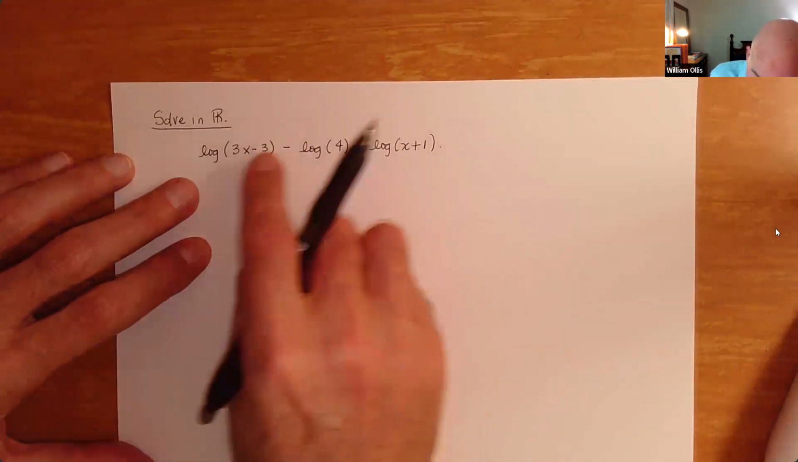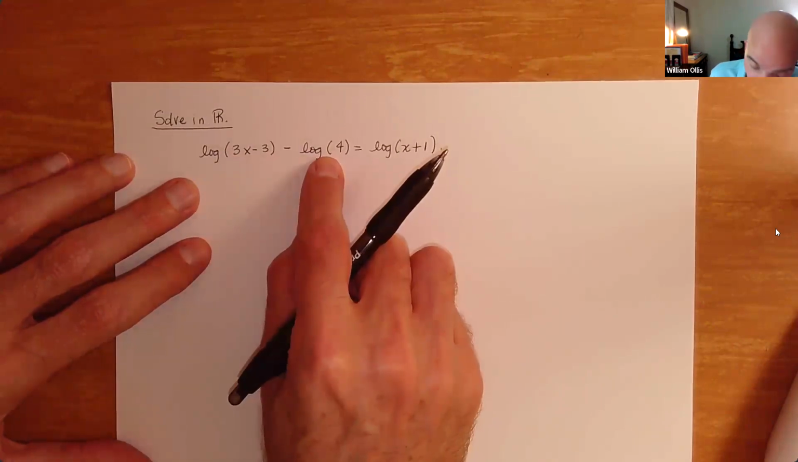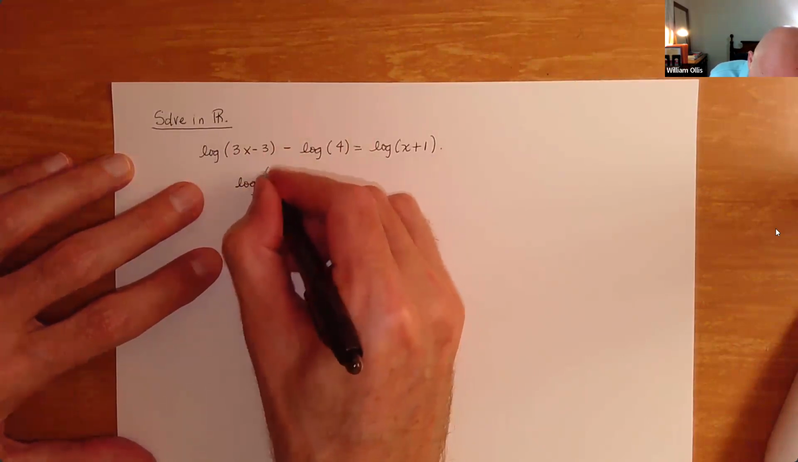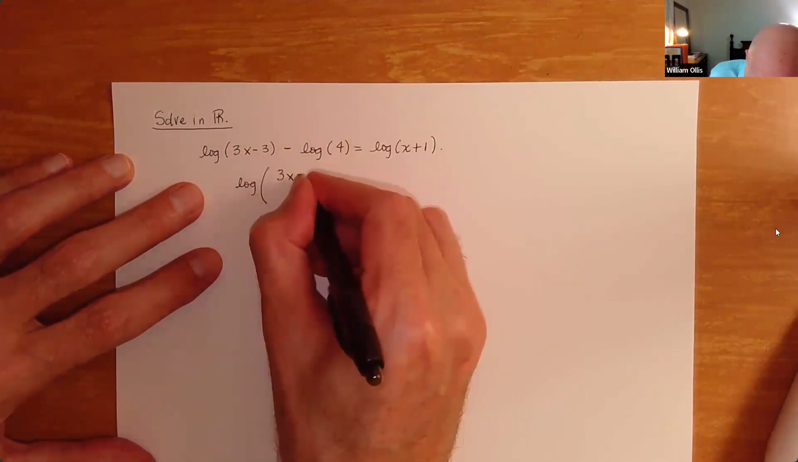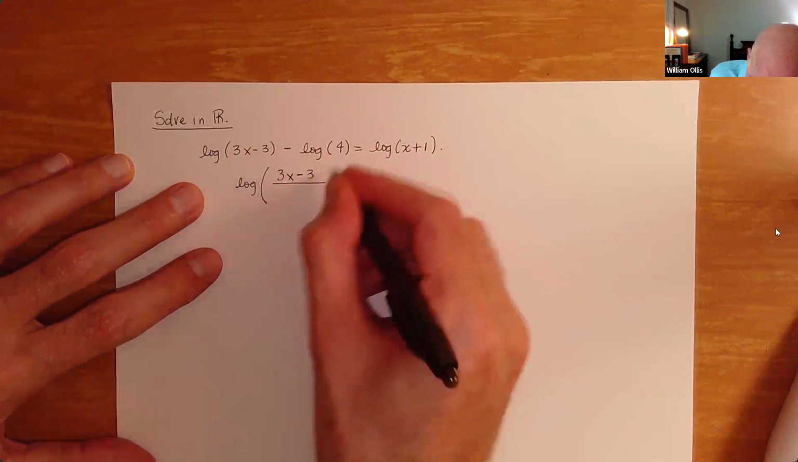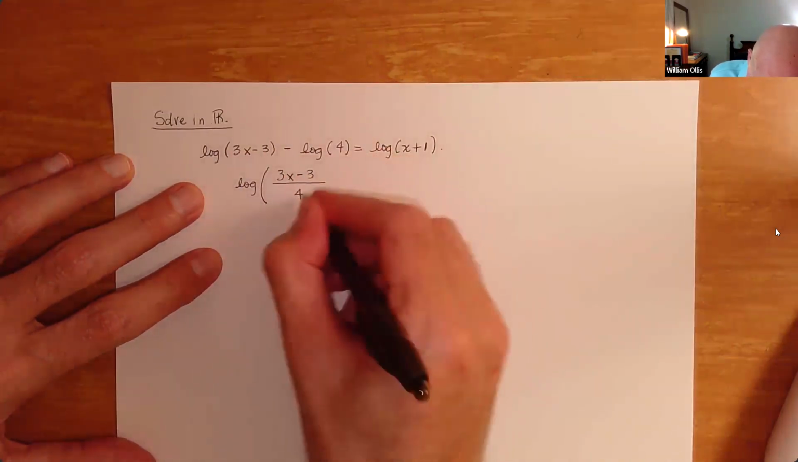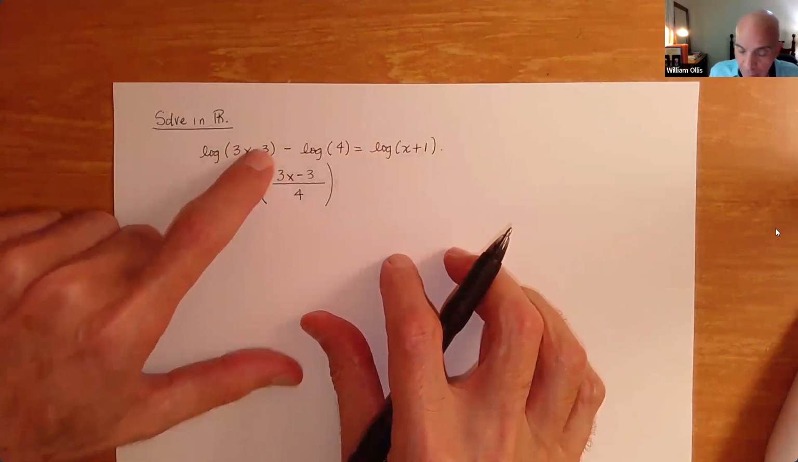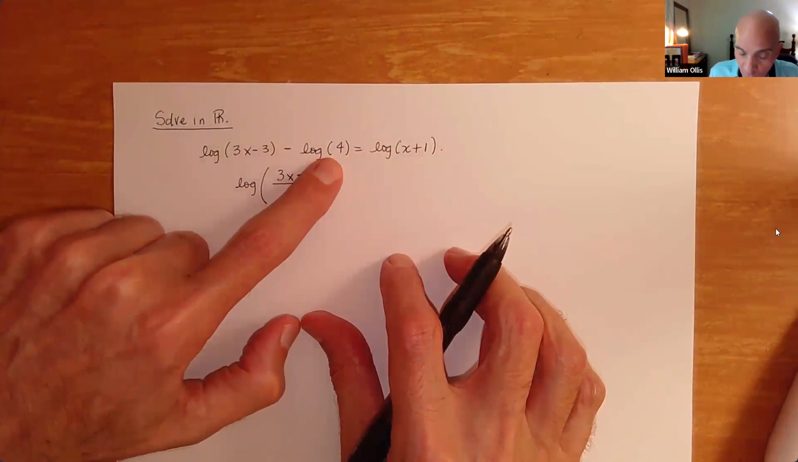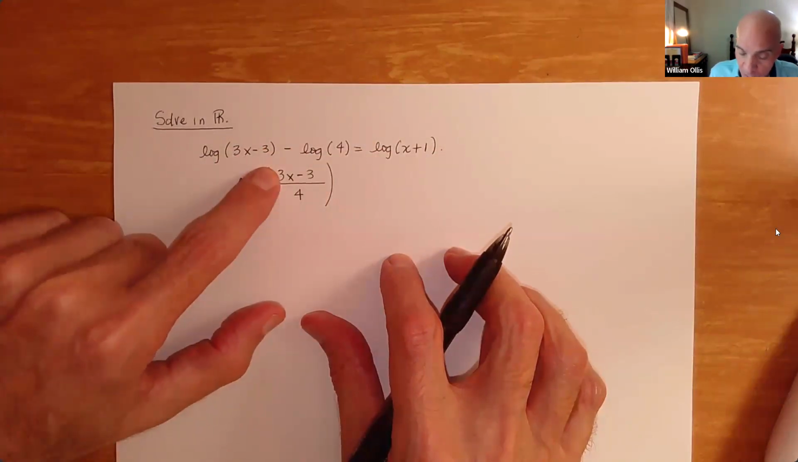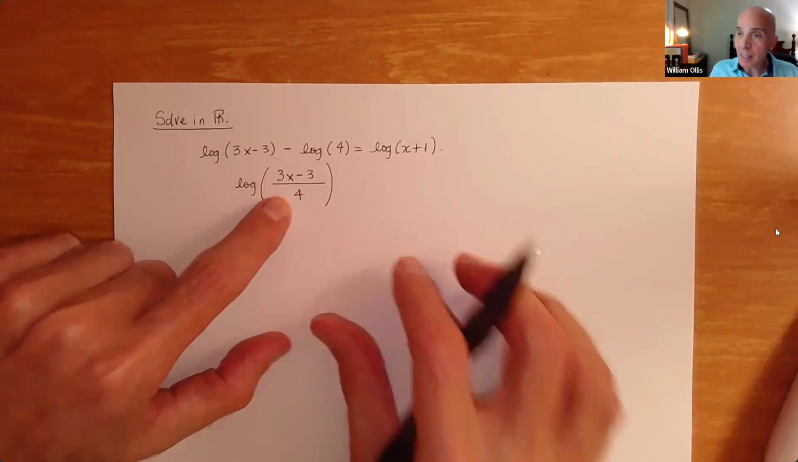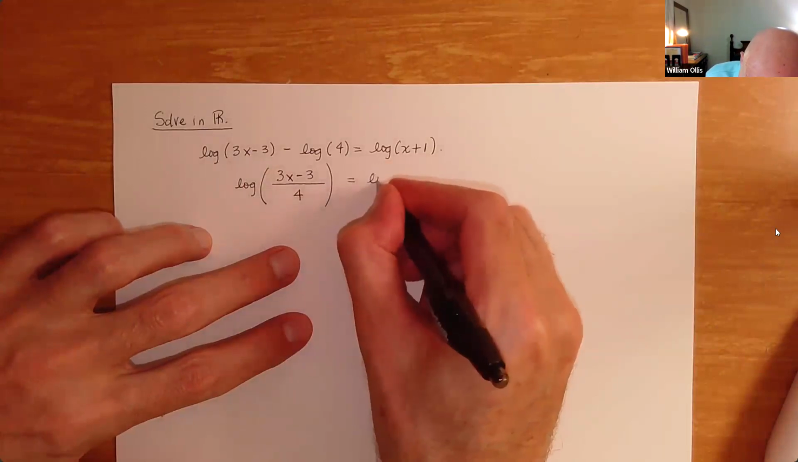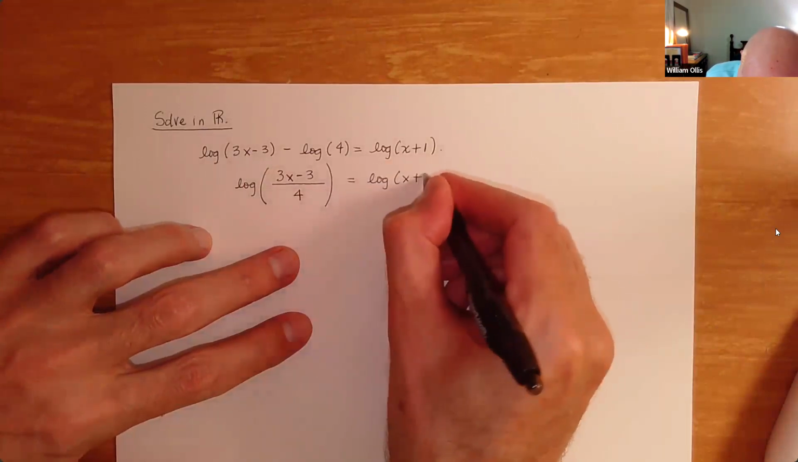Notice we have the difference of 2 logs, which is the log of a quotient. So we have the log of 3x minus 3 divided by 4. So again, the base 10 logarithm of 3x minus 3 minus the base 10 logarithm of 4 is the base 10 logarithm of 3x minus 3 divided by 4. Again, compress into 1 logarithm, equals the base 10 logarithm of x plus 1.